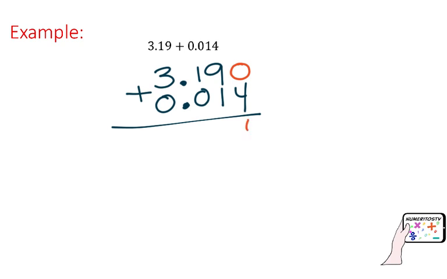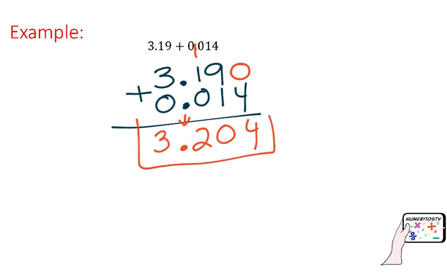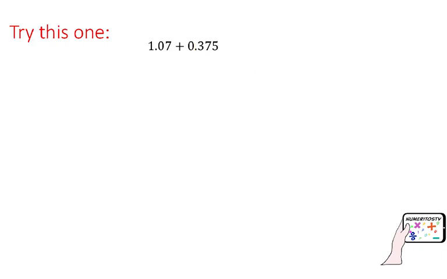0 plus 4 is 4. 1 plus 1 is 2. The decimal point drops down vertically. And then 3 plus 0 is 3. So the answer is 3.204. Try this one in your notebook.